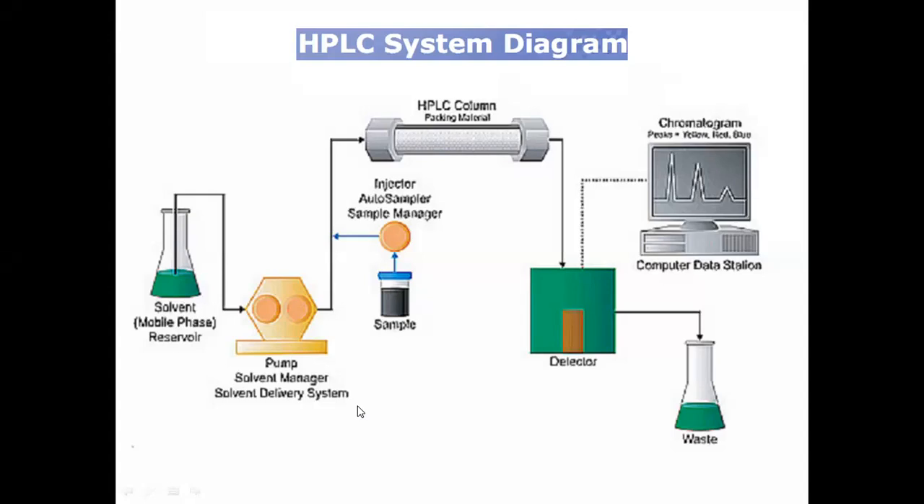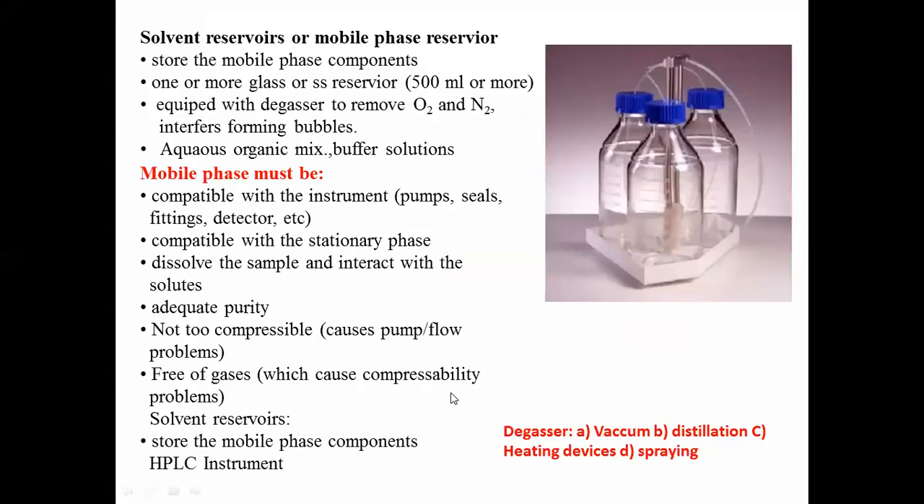So starting from the first device, that is the reservoirs, then various types of pump systems, the sample injection system, the pre-column, post-column, that is the guard column, analytical column, detector system, and up to the recorder. So we start here with the first one, that is the solvent reservoirs.